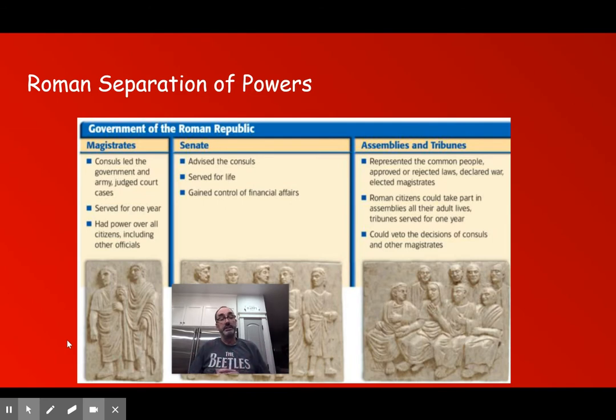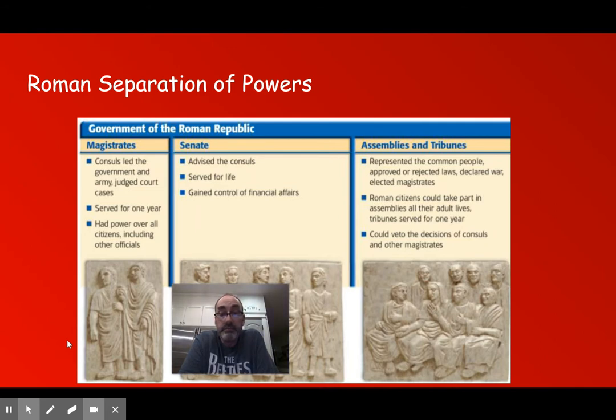So here is that Roman separation of powers. We have the magistrates. They list the consuls. I told you earlier that the magistrates would be judges, but the consuls are kind of the president as well. And we'll see what they do here in a minute. But they run the government. They judge court cases. They serve for 1 year. They had strict term limits.